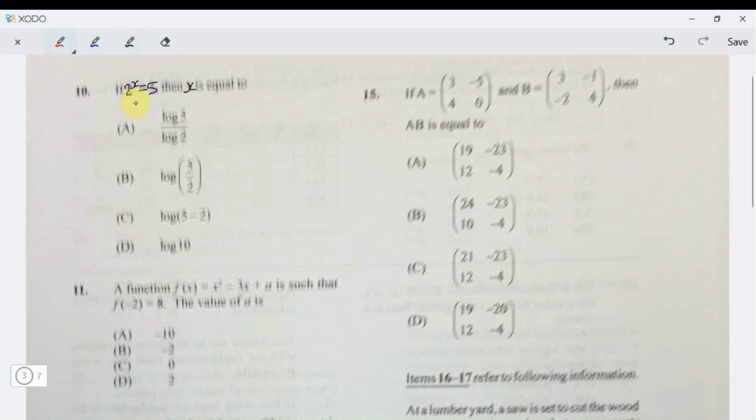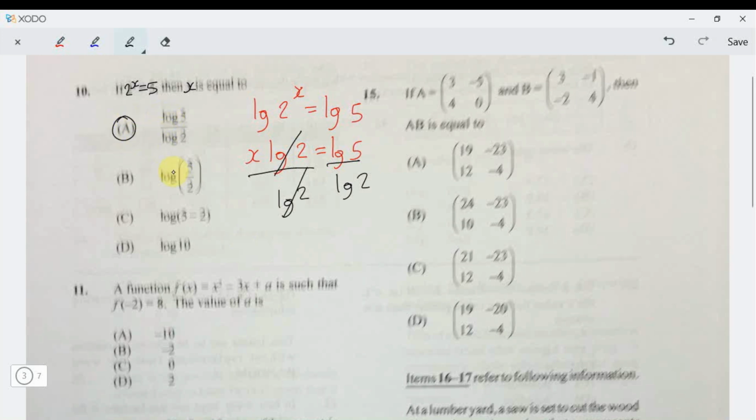Alright, so now to find what x is equal to, you take the log of both sides. So log 2 to the x is equal to log 5. Then you bring down the power by the power rule of logarithm. So x log 2 equals log 5. Then you divide both sides by log 2. So this cancels, and so x is just log 5 over log 2. Log 5 over log 2 is option A. Alright, that's number 10.